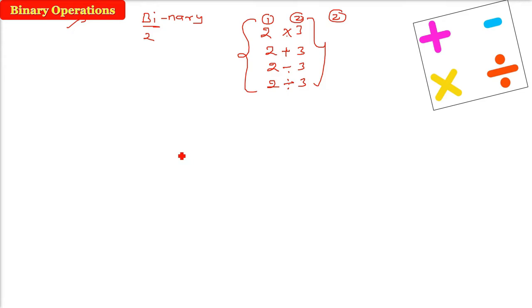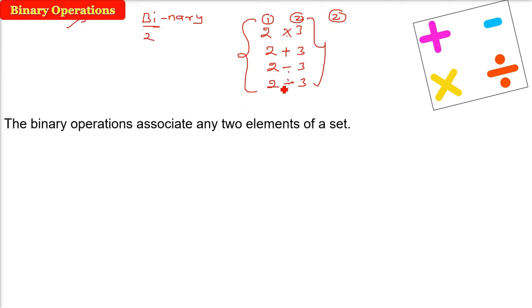Now let us generalize it. What does generalizing mean? See, we will start with a set. Everything starts with a set. The set is the combination or collection of interrelated items, values. So let us write a set S or A like this: 1, 2, 3. It can be any set. So this 2 and 3 is coming from this set. That is the two operands. Bi means two operands are coming from this set.